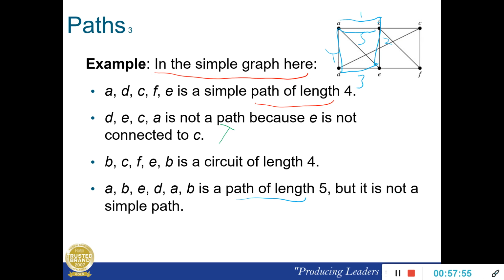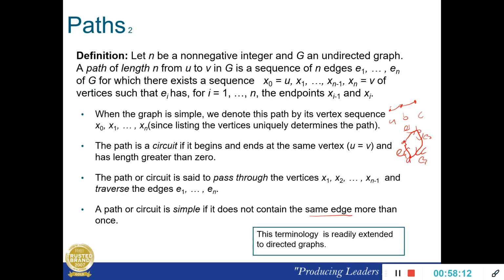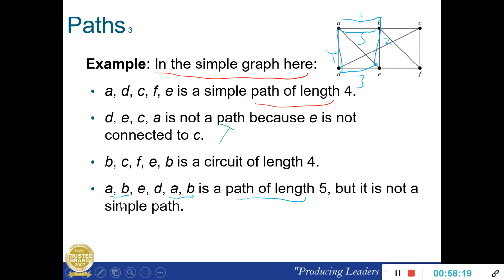Why? Because it has gone through edge A and B twice. AB and AB again. So it's not a simple path because it has gone through the edge AB twice. A simple path does not contain the same edge more than once. So AB has been passed through 2 times, so it's just a path, but it's not a simple one.